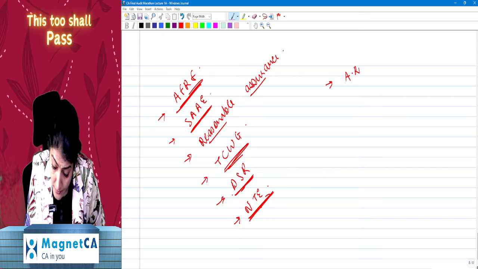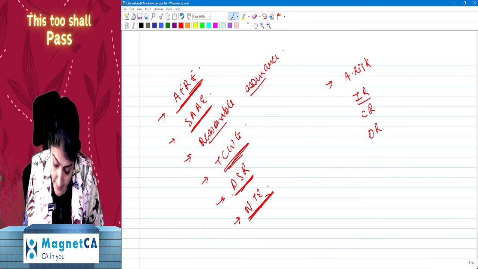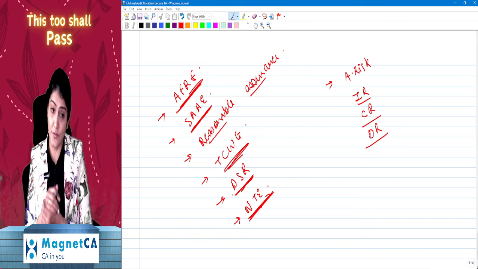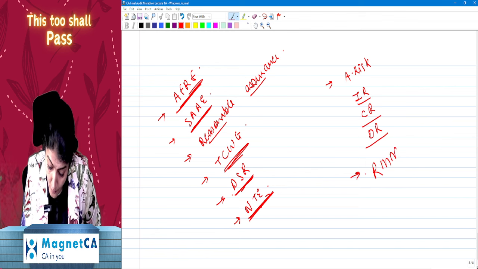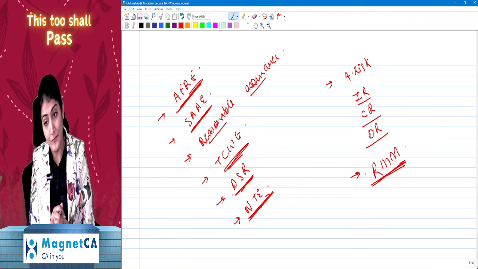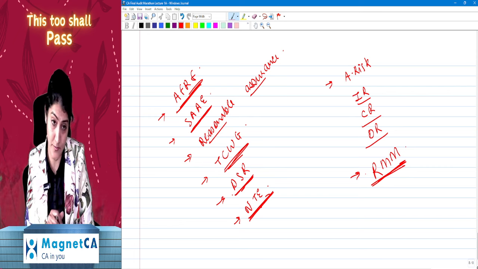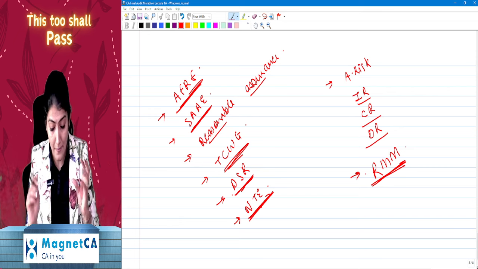Then we talk about audit risk. We talk about IR, CR and DR: inherent risk, control risk, and detection risk. After that, we also talk about the RMM. Oh my God, how can I forget this one? It is the risk of material misstatement.